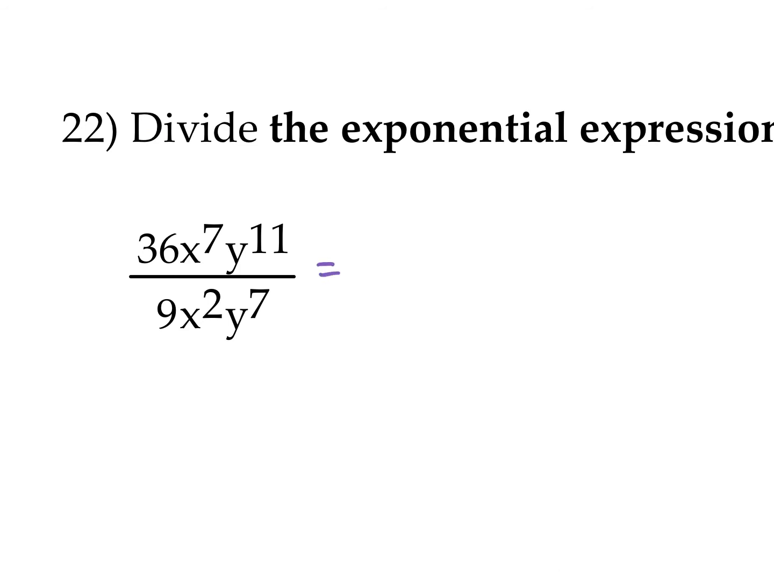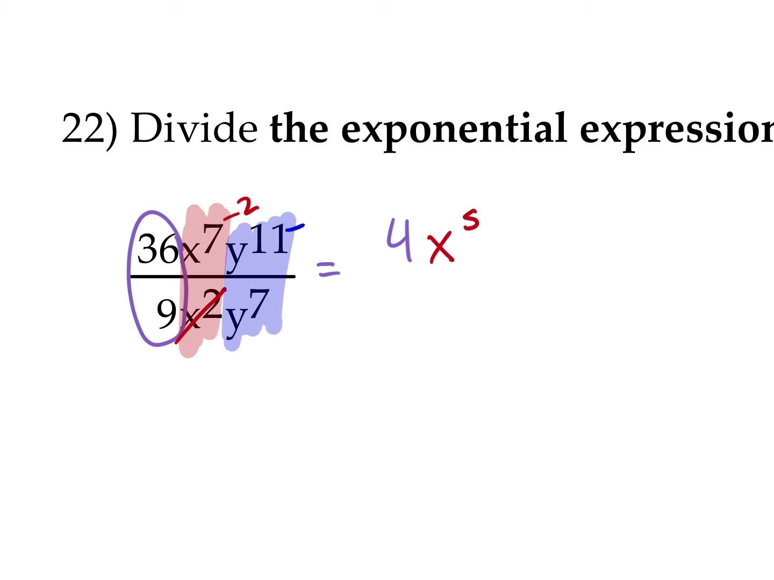22. What should I do first? Simplify the numbers. What's 36 divided by 9? 4. What can I do next? Subtract the x's. So top minus bottom. 7 minus 2 would be what? 5. Perfect. And we subtract the y's. So 11 minus 7 would be y to the 4th power. Awesome.